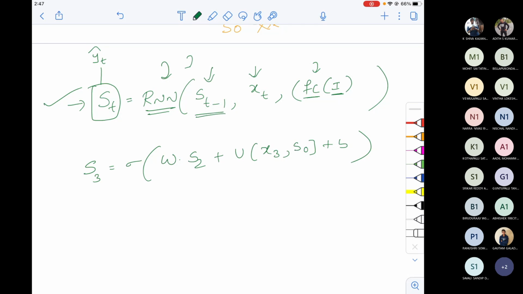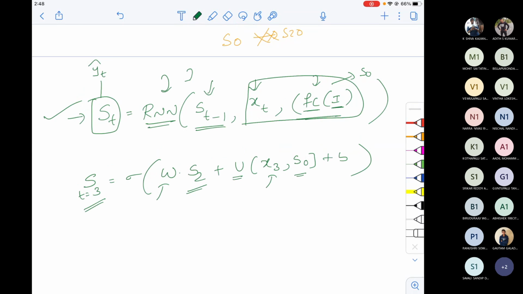First, S_{t-1}. Here t is 3, so S_{t-1} will be S2, and I have some matrix W. But now, I have two more inputs. Those two more inputs are X_t, which is X3 since t is 3 here, and FC of I, the image's fully connected output, which is denoted as S0. And I'm trying to use a single matrix U.